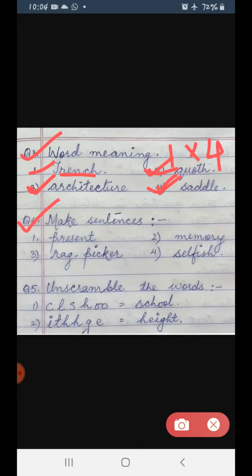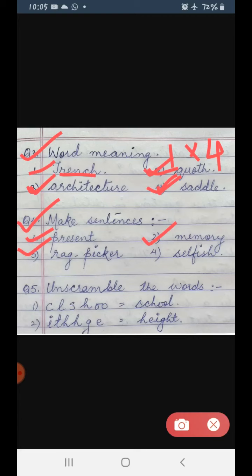Make sentences. I can give anything, but it will come from your chapters. Number 1. Present. It has come from your chapter The Best Christmas Present in the World. Number 2. Memory. I have taken this word from the chapter Bipin Chaudhary's Lapse of Memory. Number 3. Rag picker. Rag picker is a word which is taken from the chapter Children at Work. Rag picker means the one who picks up dirty things from the dustbin. That is called rag picker.